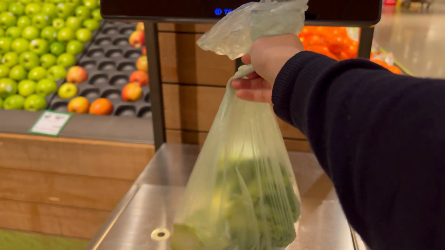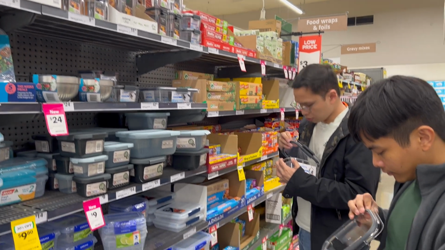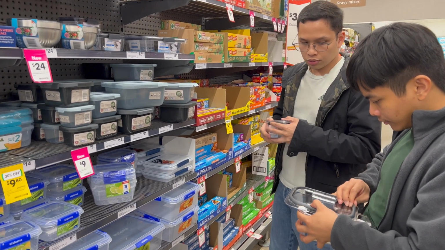Before going home, we decided to go to Woolworths to buy food for the following week. This branch is really near from the place we stay, which is really convenient.